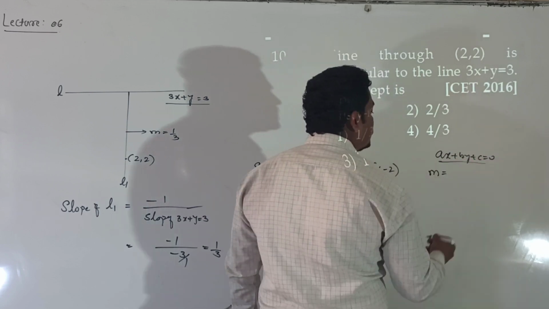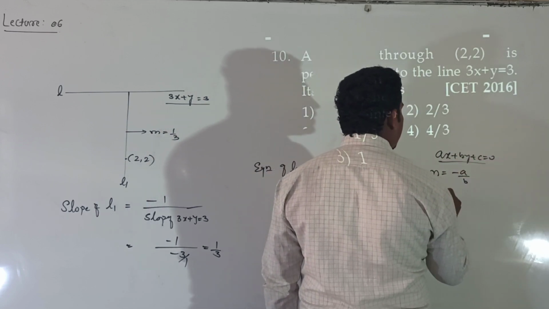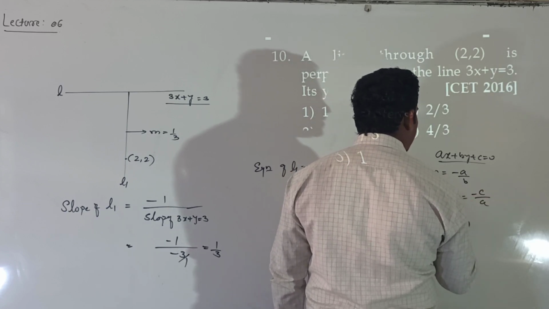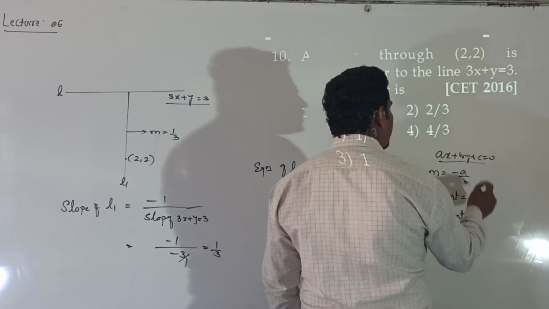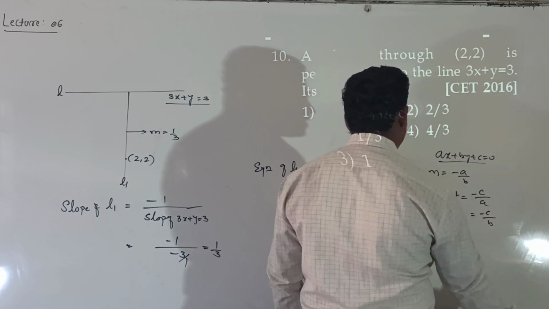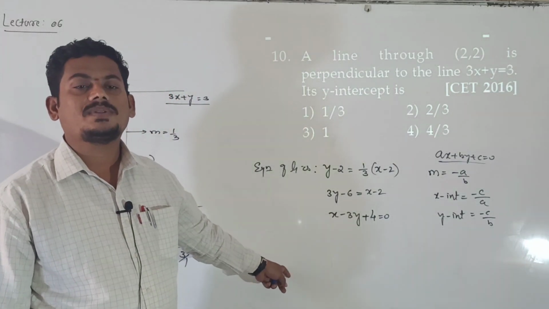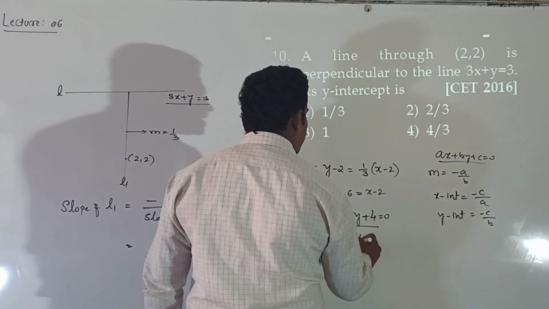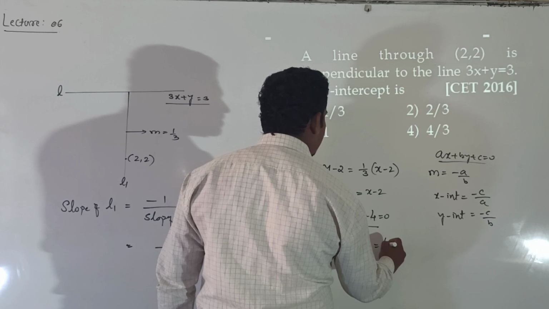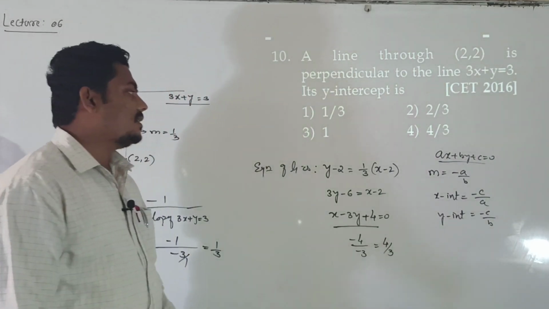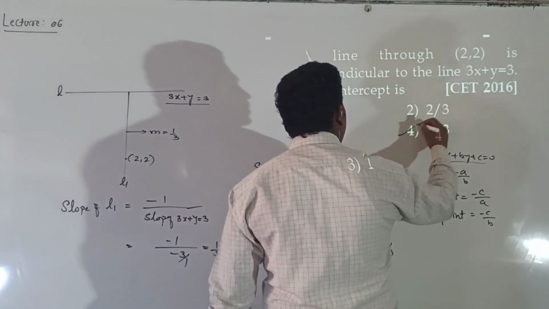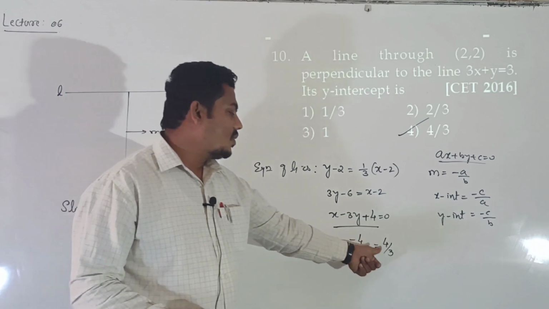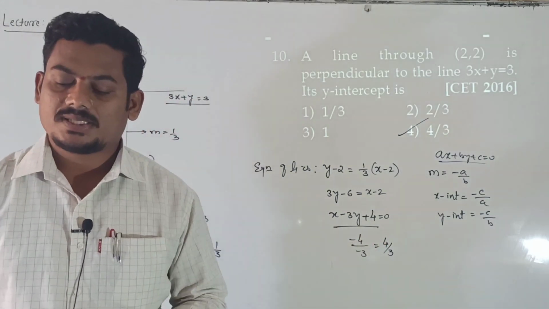For the line ax plus by plus c equal to 0, the slope is minus a divided by b, the x-intercept is minus c divided by a, and the y-intercept is minus c divided by b. In this case we need the y-intercept of the line. Minus 4 divided by minus 3, that's equal to plus 4 divided by 3. The y-intercept of the line which is perpendicular to the given line is 4 divided by 3, that is the fourth option.